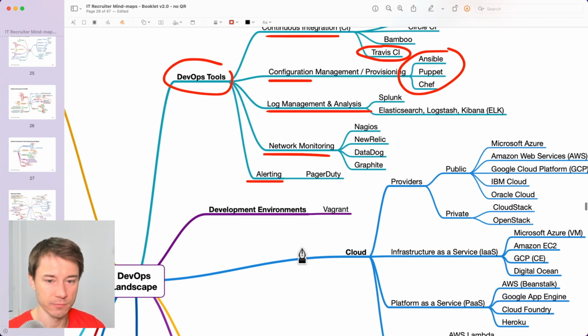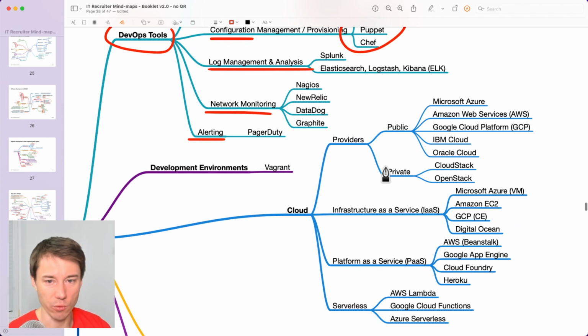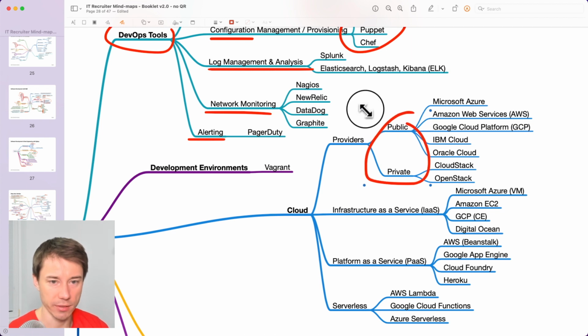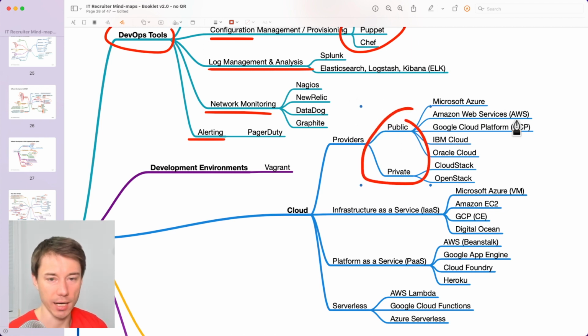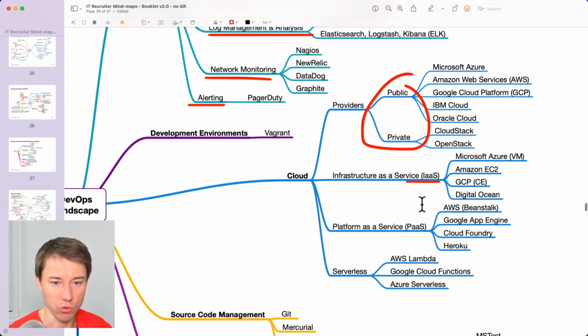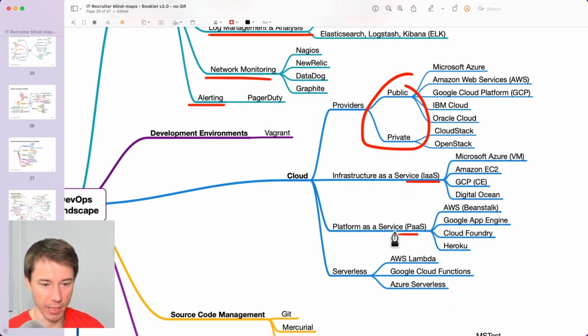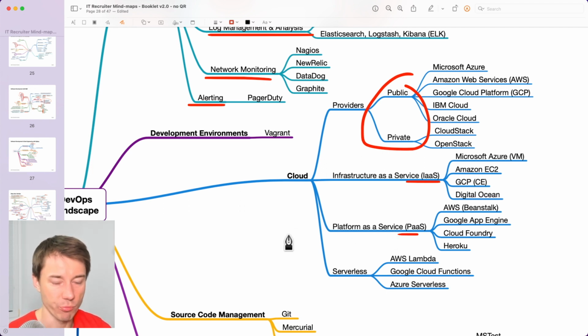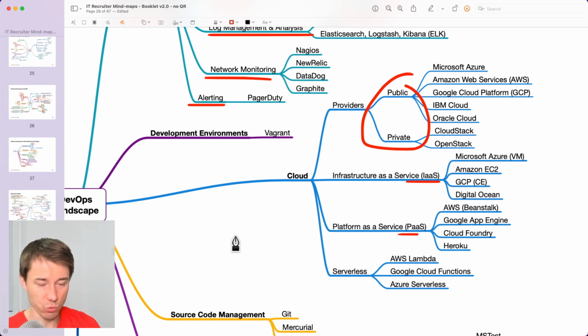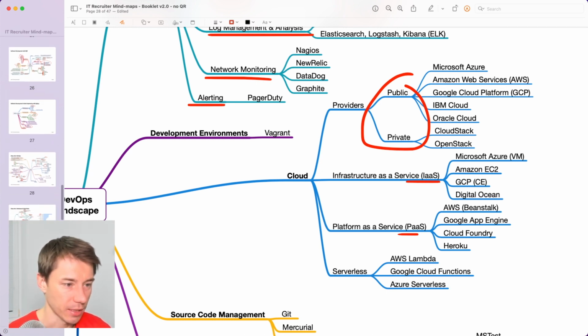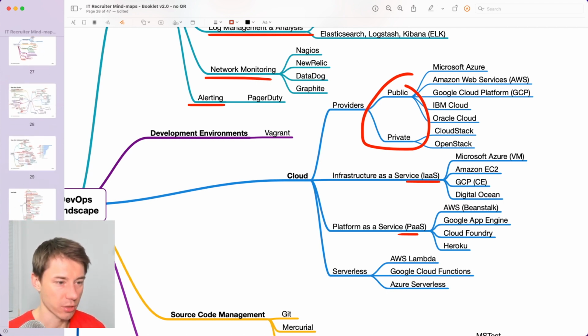When it comes to cloud, I was already talking about different cloud providers, so I'll not spend too much time talking about public or private cloud. I already mentioned all of these. Infrastructure as a service or platform as a service, I explained in the cloud mind map. So if you haven't seen that one, check it out. It will be on page 31.